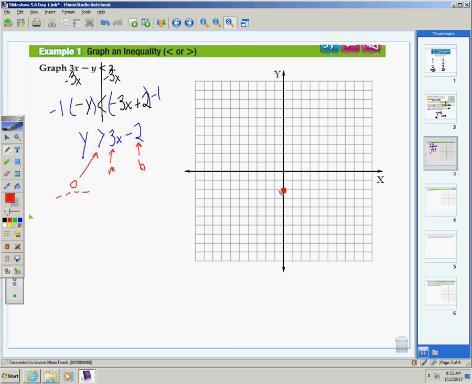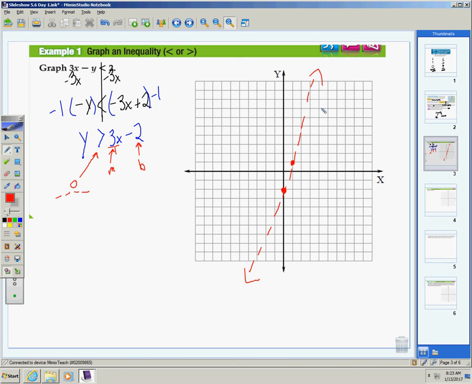And now my slope is up 3 over 1, because my slope is 3 over 1x. And now I'm just going to make a dotted line through those points. So now this is step 1.